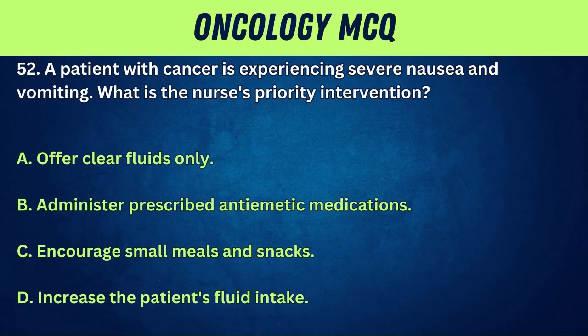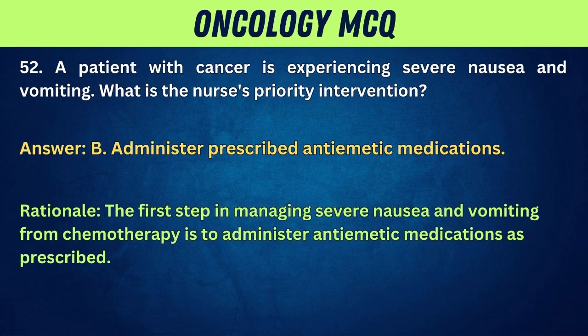52. A patient with cancer is experiencing severe nausea and vomiting. What is the nurse's priority intervention? A. Offer clear fluids only. B. Administer prescribed antiemetic medications. C. Encourage small meals and snacks. D. Increase the patient's fluid intake. Answer: B. Administer prescribed antiemetic medications. Rationale: the first step in managing severe nausea and vomiting from chemotherapy is to administer antiemetic medications as prescribed.